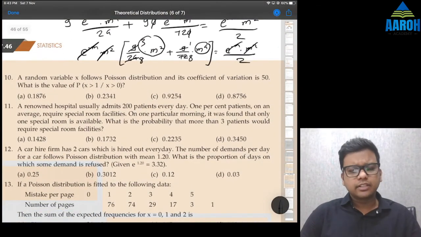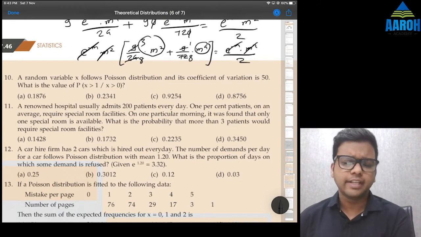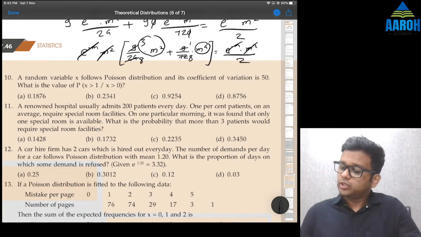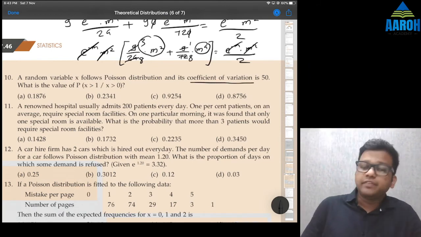Let's solve the 10th one, then we'll stop for this video. Then the next ones we will solve in the next video. A random variable x follows Poisson distribution and its coefficient of variation is 50.